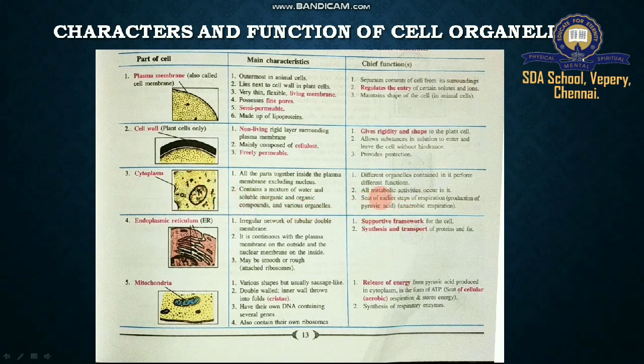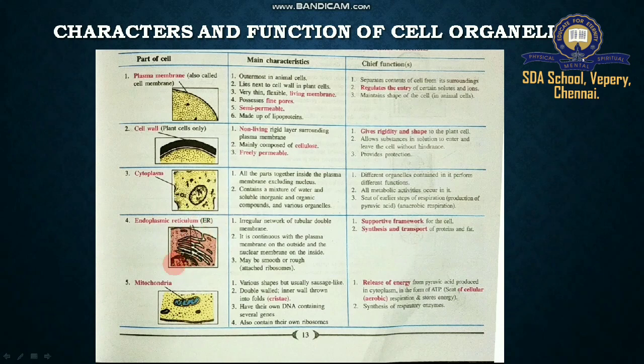So that's the seat of the earlier steps of respiration. The first cycle is called glycolysis, happening in the cytoplasm. It is anaerobic, so production of pyruvic acid is anaerobic. What is anaerobic? Absence of oxygen. Then endoplasmic reticulum.